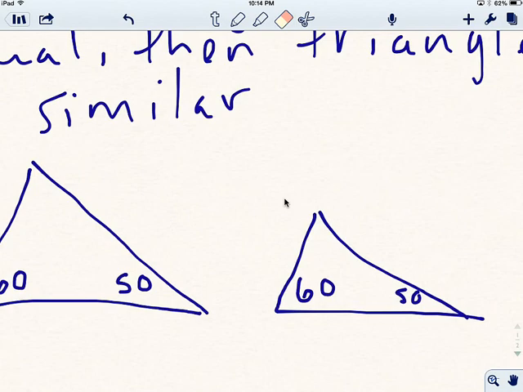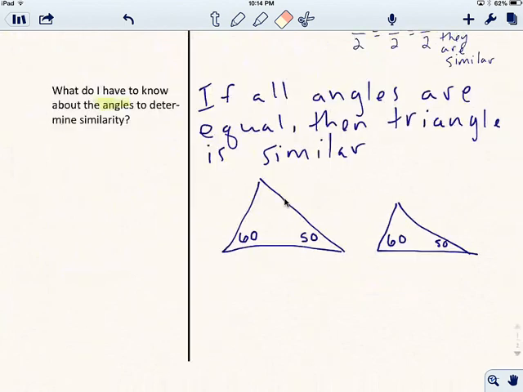Well, if they only give us two, that's okay. We really only need two, because once we know two angles, we can figure out the third angle because they all have to add up to 180. So we just add them together and subtract from 180, and then we can find the third angle. So if we know that any two angles are the same, then we can say that the triangles are similar. So let's write that down here. Let's say we only need to know two angles.